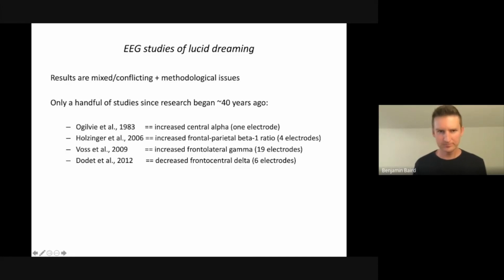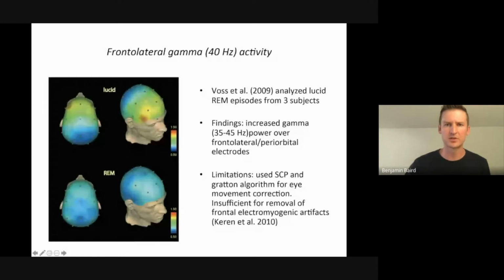As I mentioned, we have these 4 studies. Every single one of them shows a different purported EEG signature of lucidity. One found increased central alpha, one found increased ratio of frontal parietal beta, one found increased frontal gamma activity, and one found decreased delta activity in frontocentral electrodes. But as you can see, many of these only have a few electrodes, 1 electrode, 4 electrodes. For example, 6 electrodes only cover the anterior part of the scalp, whereas others only cover the central or posterior parts, and so it's difficult to compare between studies.